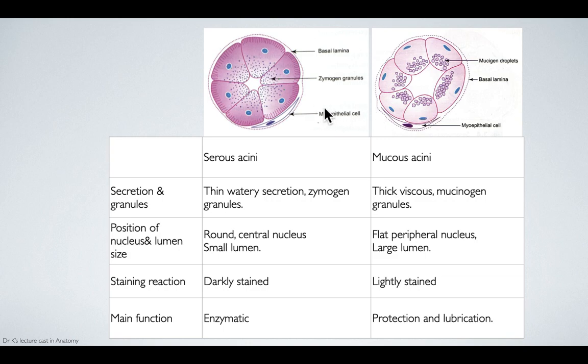You should understand the difference between serous acini and mucous acini, just for your knowledge. Serous acini, can you see here? They are pyramidal, and the mucous acini are a little flattened. In the serous acini the nucleus is round and central, while in the mucous acini it is flattened and at the periphery. Serous secretion is thin and watery; mucous secretion is thick and viscous. Serous acini are darkly stained and mucous acini are lightly stained. The main function of serous acini is enzymatic, also protection and lubrication. The main function of mucous acini is protection and lubrication.